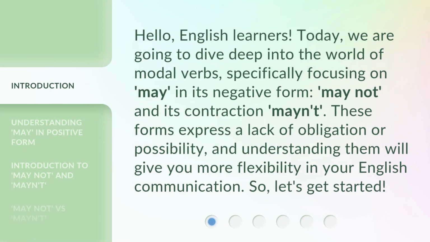Hello, English learners. Today, we are going to dive deep into the world of modal verbs, specifically focusing on may in its negative form, may not, and its contraction, mayn't. These forms express a lack of obligation or possibility, and understanding them will give you more flexibility in your English communication. So, let's get started.